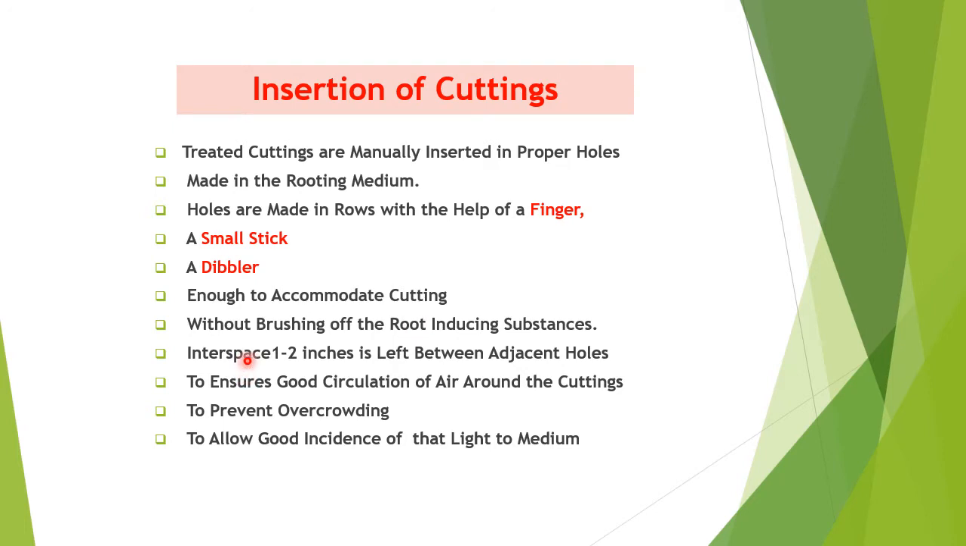So you are putting the cuttings at a very close interspace. It should be 1 to 2 inches between the adjacent holes. Why are you putting them so close? To ensure good circulation of air around the cuttings, to prevent overcrowding, and also to allow good incidence of light to the medium. So you maintain an interspace of 1 to 2 inches between the two holes where you are planting the cuttings for rooting purposes.